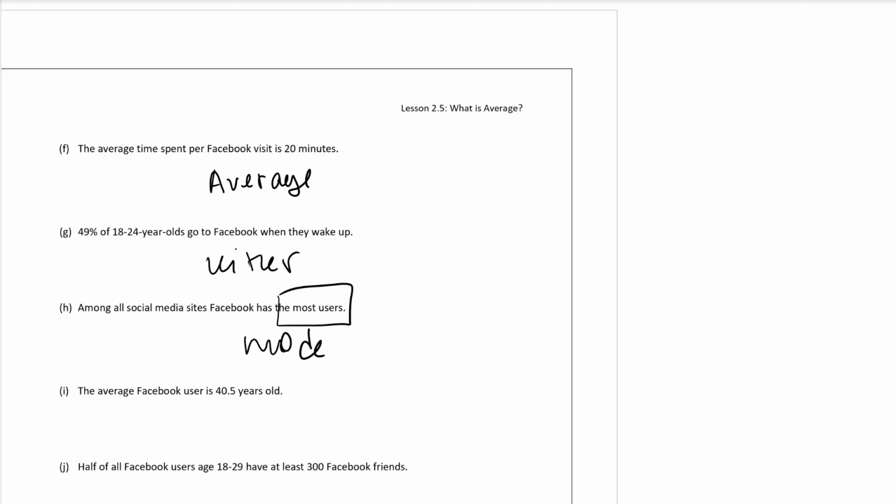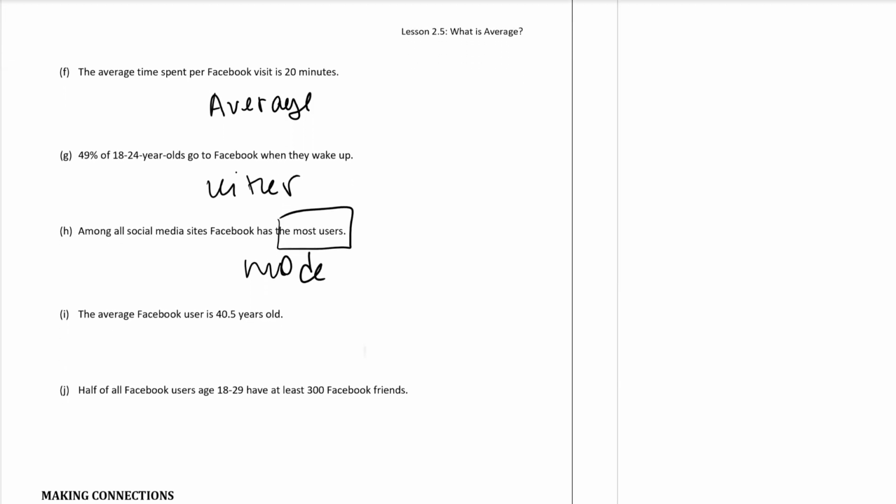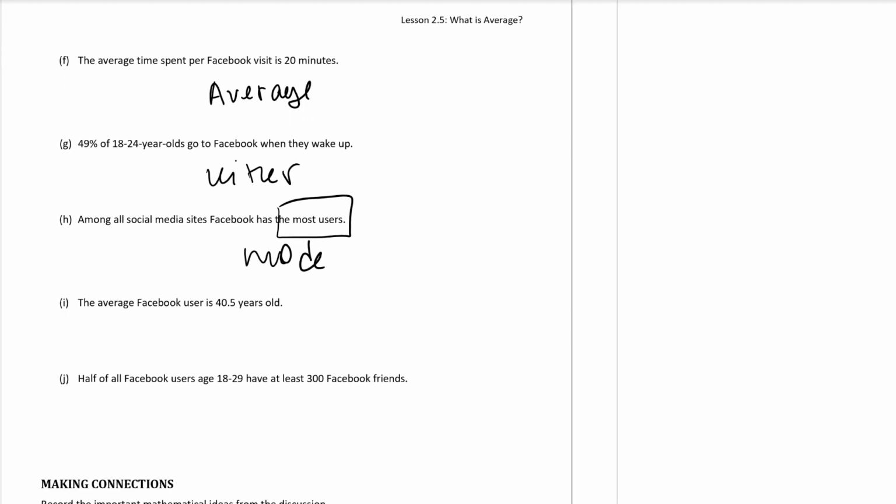The next one, the average Facebook user is 40 and a half years old. I mean, here it's average, so you can see it. It's the average. All right, and the last one, half of all Facebook users age 18 to 29 have at least 300 Facebook friends. So half has 300 or more, and the other half less than 300. Is this the mean, median, or the mode? All right, median is the answer because it's talking about the half.